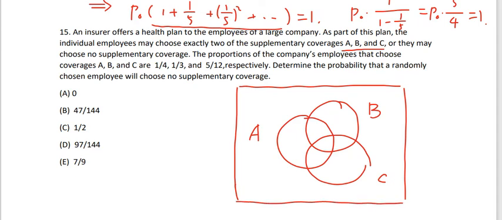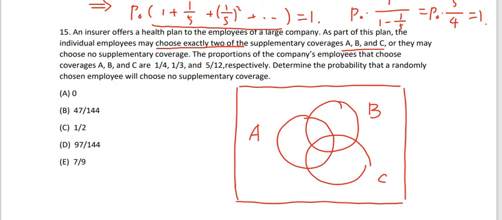So the employees may choose exactly two of them, or they may choose none of them. So choosing two of them: either choose A and B, or B and C, or A and C. Choose exactly two of them.